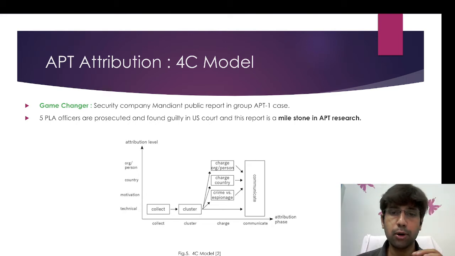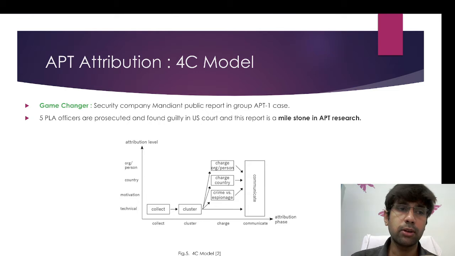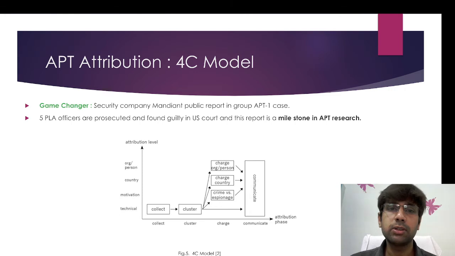Broadly speaking, there are four phases in this 4C model: collect, cluster, charge, and communicate. In the collect phase, security firms try to collect data from the jump servers or the C2 servers, etc. Similarly, they investigate the victims' networks and collect indicators of compromise.